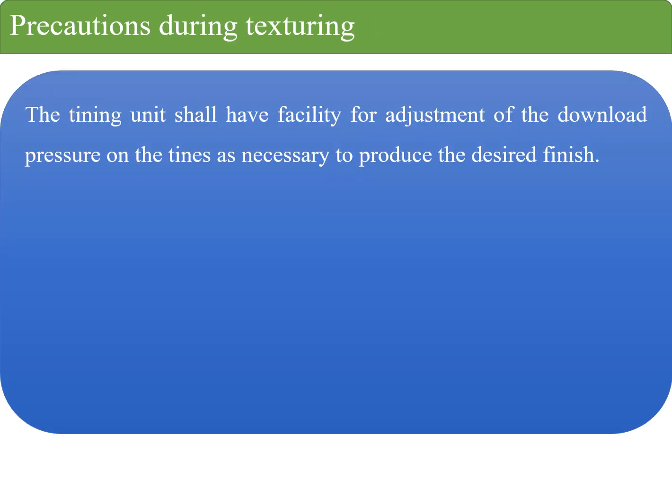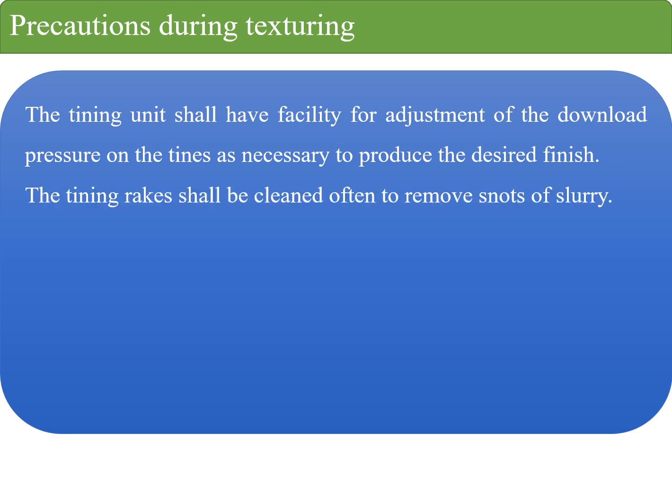Precautions during texturing. The tining units shall have the facility for adjustment of the downward pressure on the tines as necessary to produce the desired finish. That means with respect to the depth, the depth should be in the range of 3 millimeters to 4 millimeters. The tining racks shall be cleaned often to remove snots of slurry, so that it will not face any difficulty as it penetrates down the concrete surface. That means the force of friction for penetration should be less.